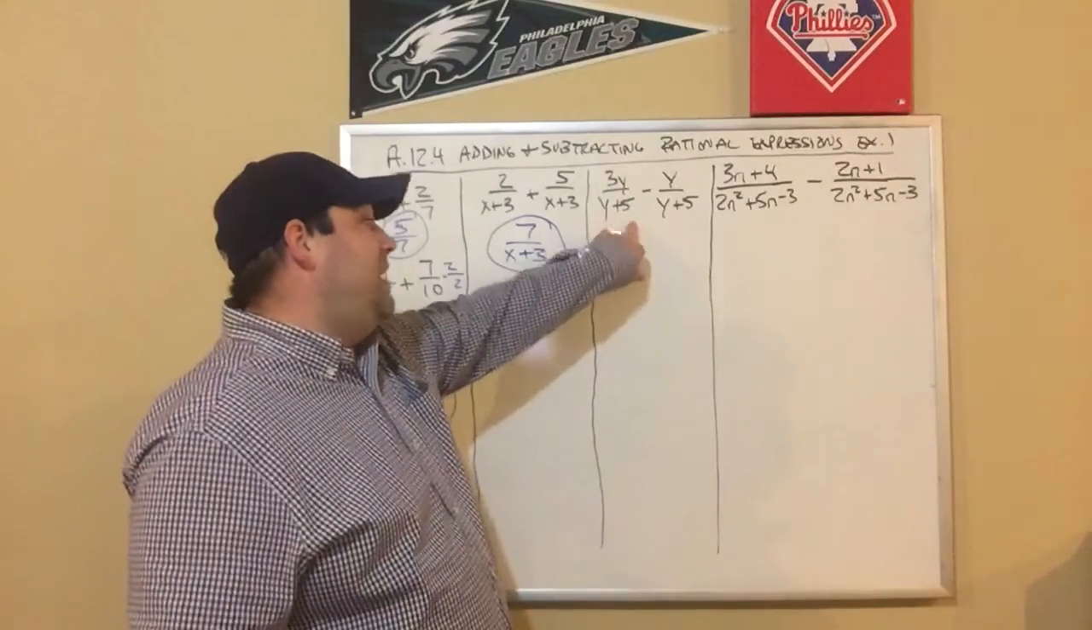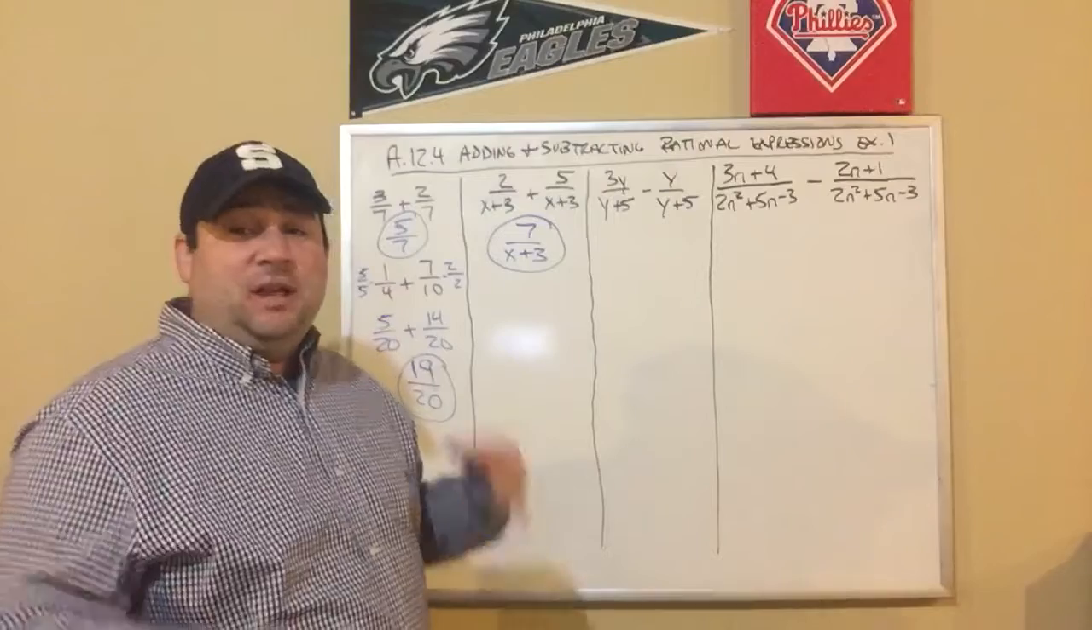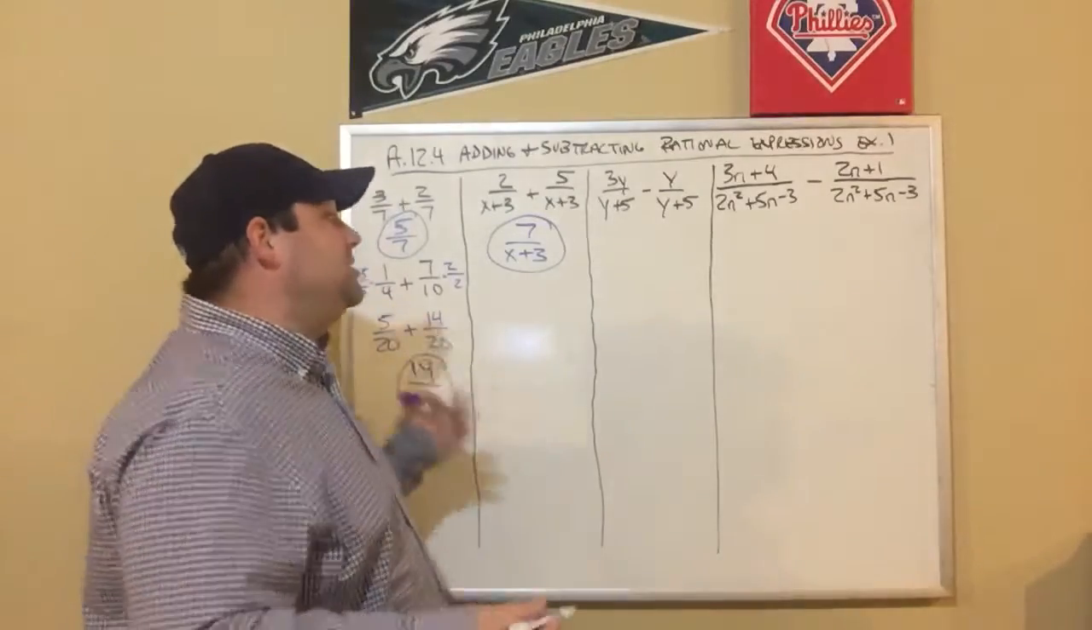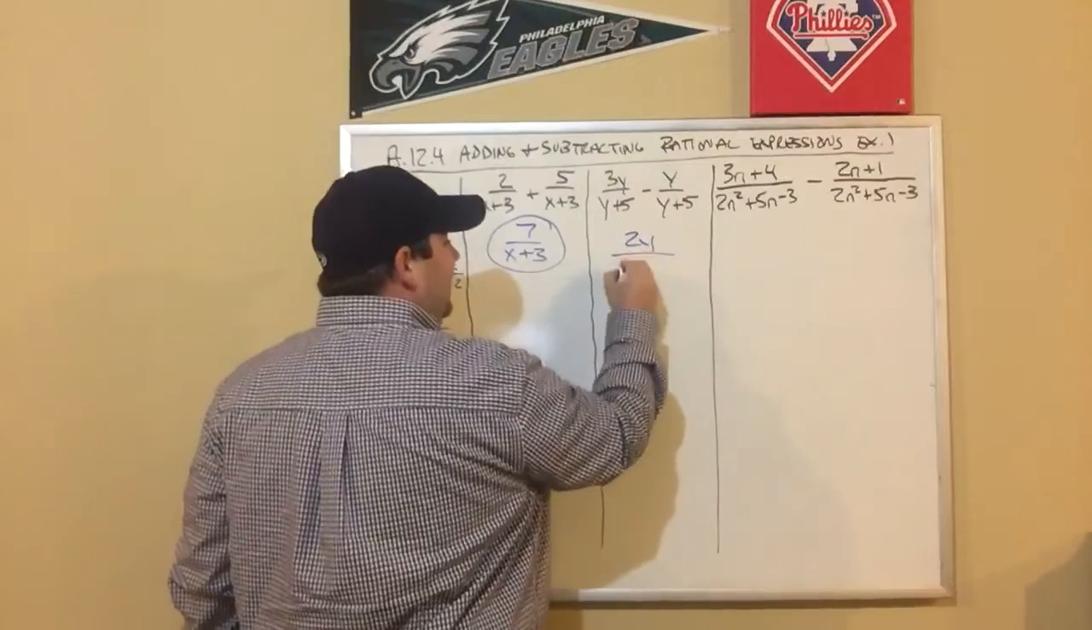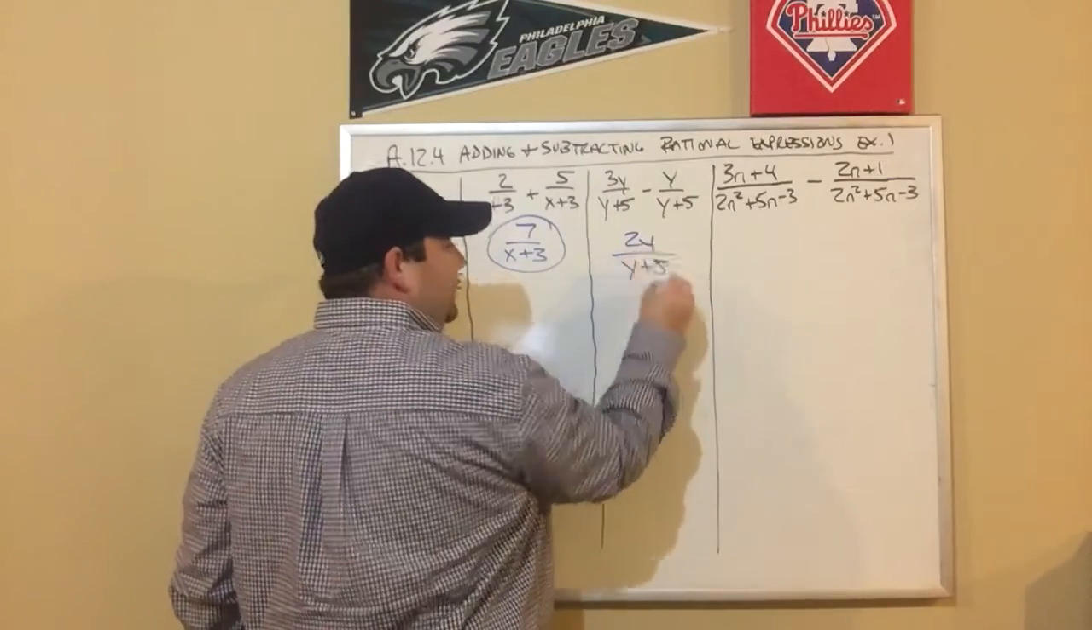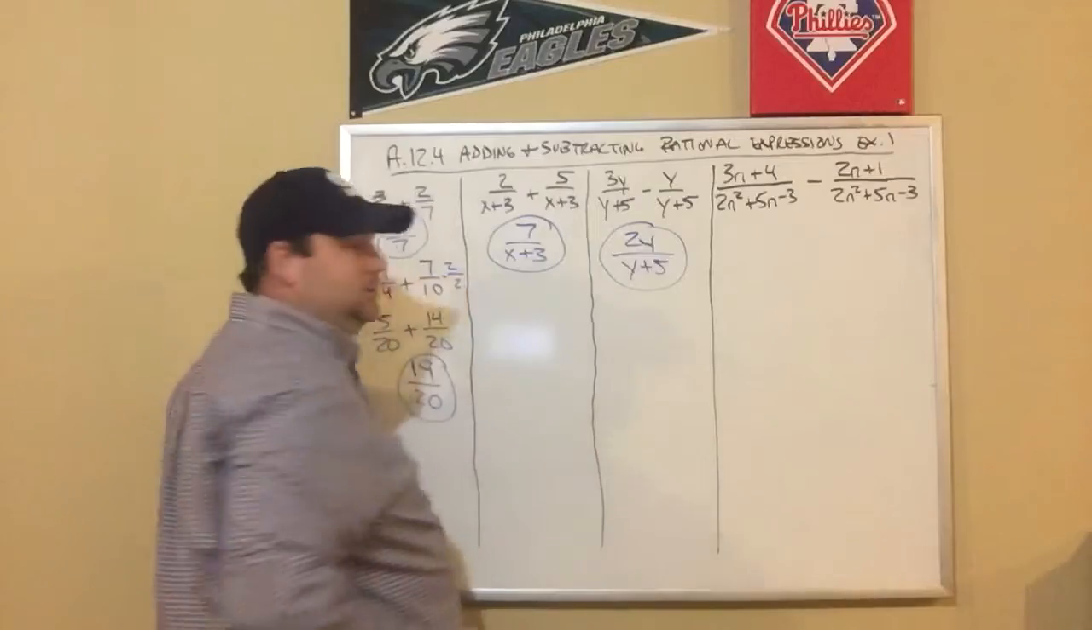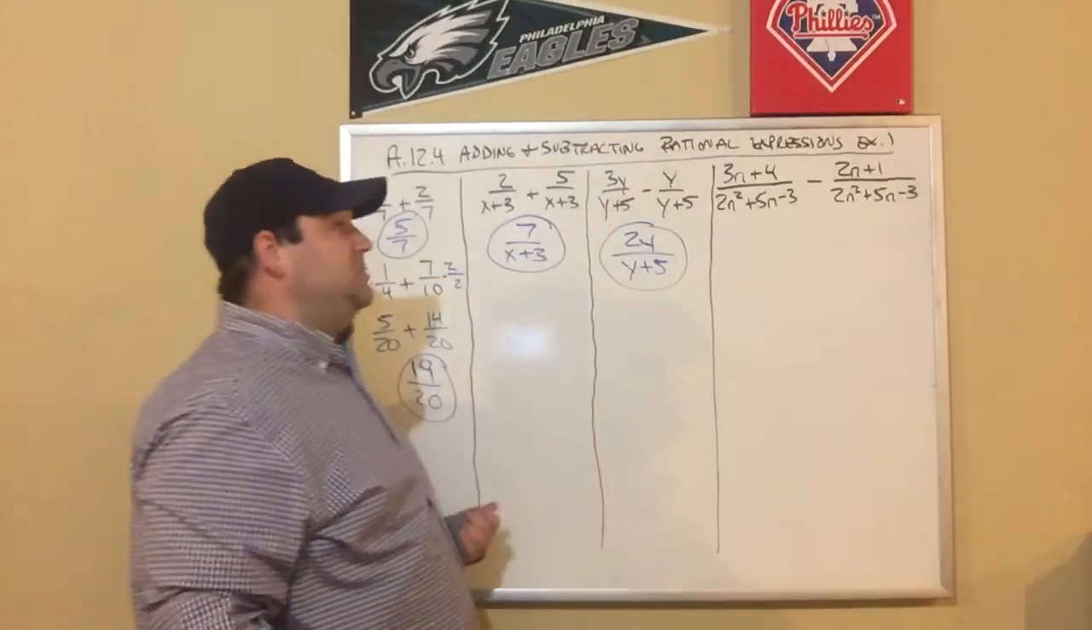3y over y plus 5 minus y over y plus 5. Again, a common denominator, so we can just subtract in this case. 3y minus y is 2y, and that is over y plus 5. That can't be simplified at all. I'm done. So let's look at our last one here.